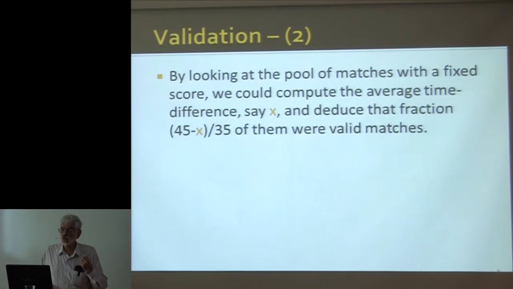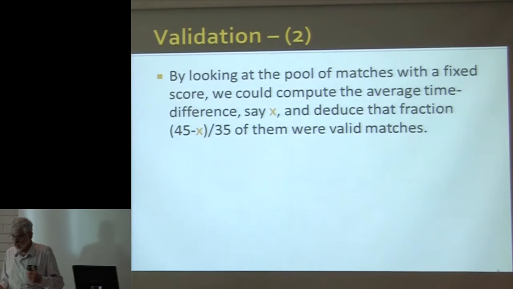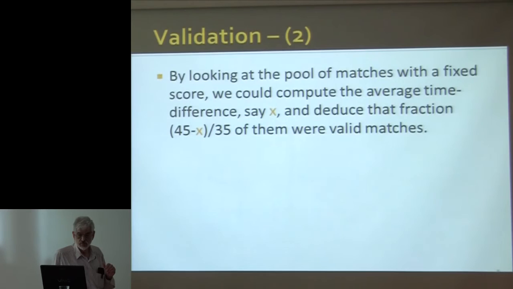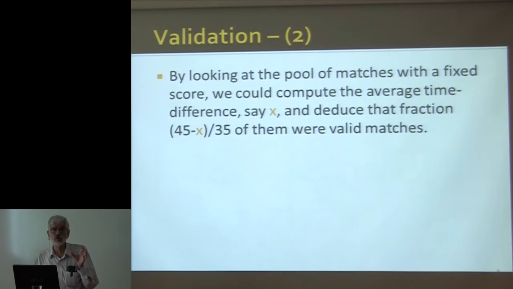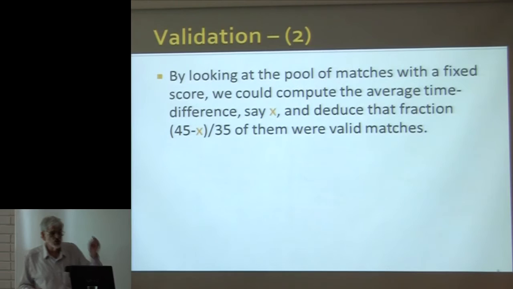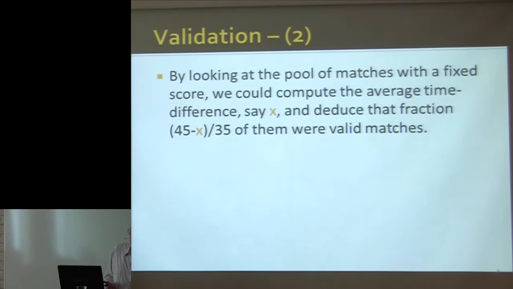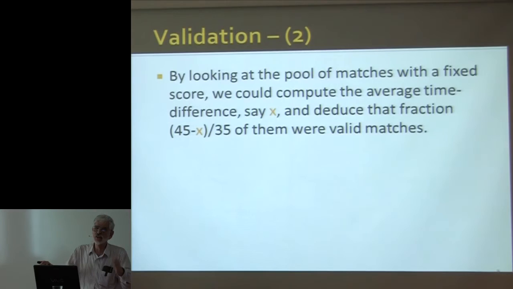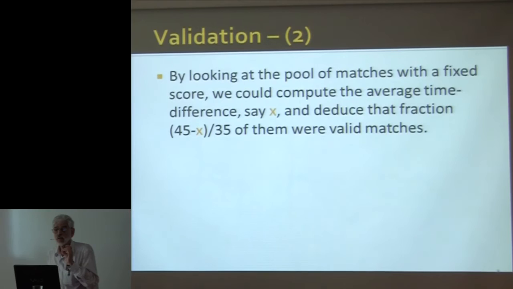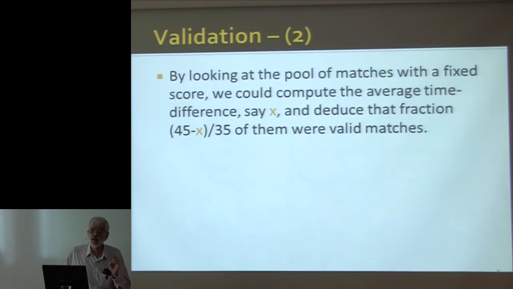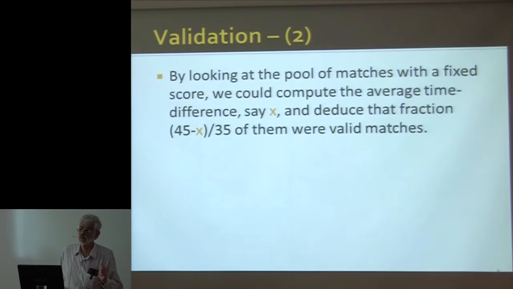So we said, let's look at all those pairs of records that have a score of 185. Now we can compute the average time difference for those pairs, call it X. If you do the math, I'll let you think about it, it's going to consist of some number of real matches and some number of random matches. The real matches will have an average of 10 days difference. The random matches will have 45 days. If we have an average time difference X, then the fraction of the matches that are valid will be (45 minus X) over 35. So for example, if X were 20, then 5/7 of the matches would be valid. Unfortunately, which 5/7 we didn't know.